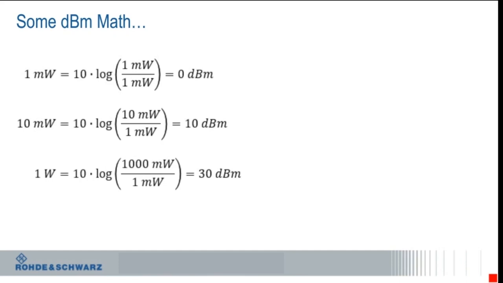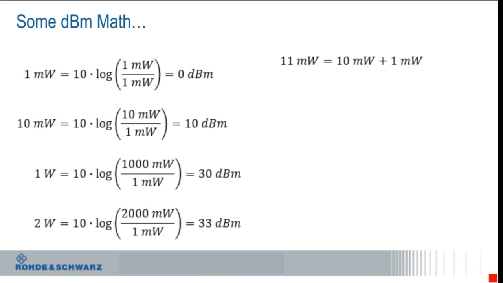So 2 watts, I'll just leave that one. 33, so obviously adding that 3 to get a factor of 2. So when you get into some of these other ones, some number in between these, usually you just kind of estimate, right? You can go in and do this, but you say 11 milliwatts, well, I know what 10 milliwatts is, and I know what 20 milliwatts is, and it's somewhere in between.